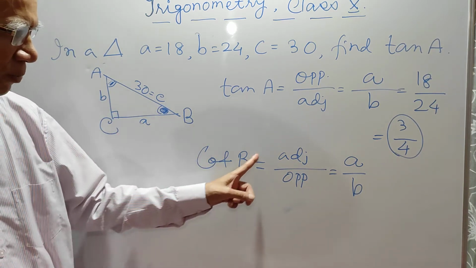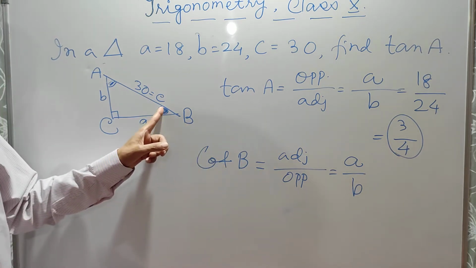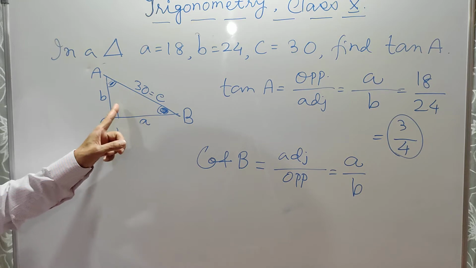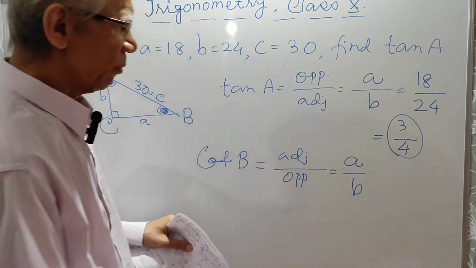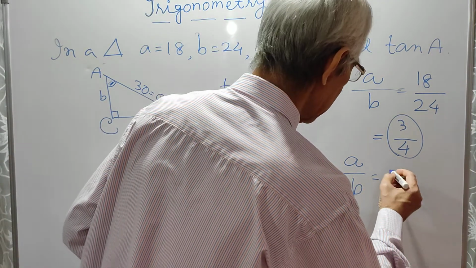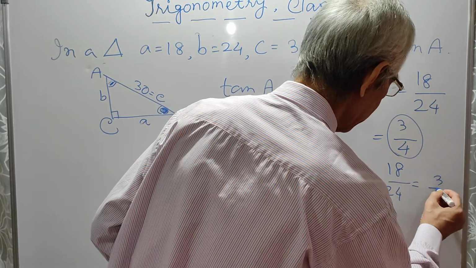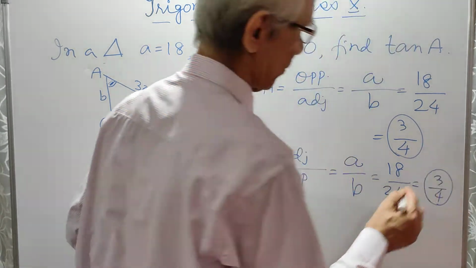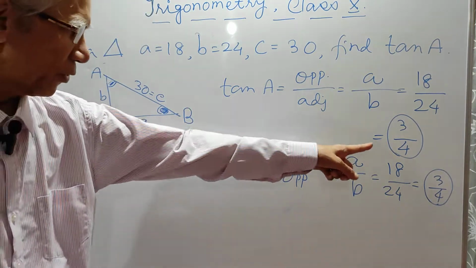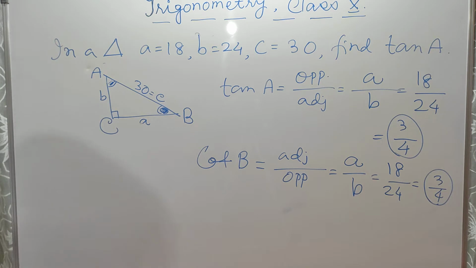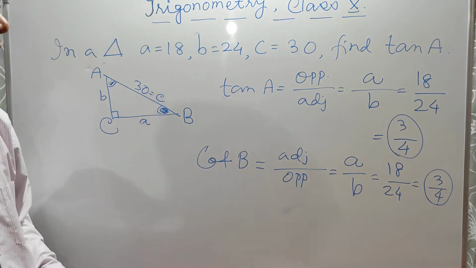Now cot B is adjacent by opposite. Adjacent is A and opposite is B, so A by B. That is 18 by 24, which means 3 by 4. So tan A is 3 by 4 and cot B is also 3 by 4 in this triangle. That is how you have to find it.